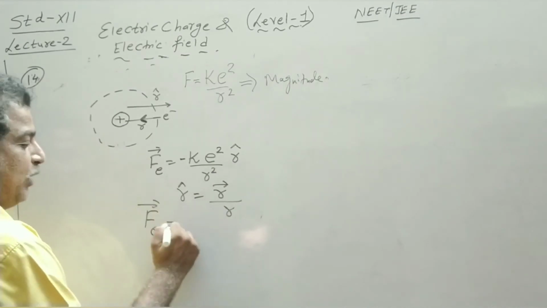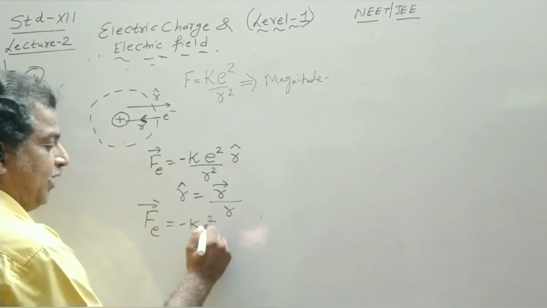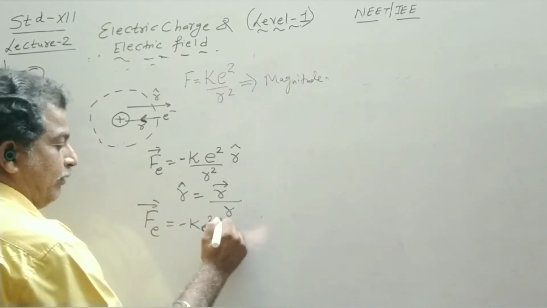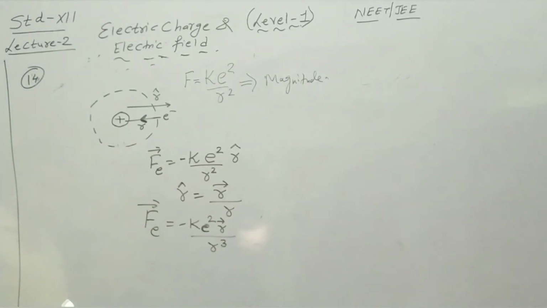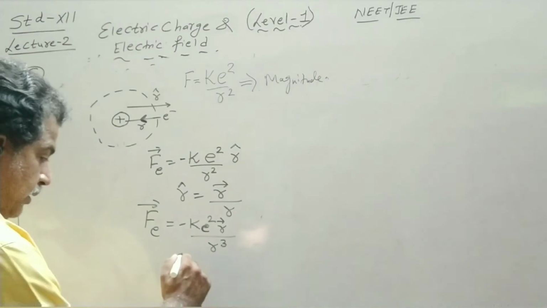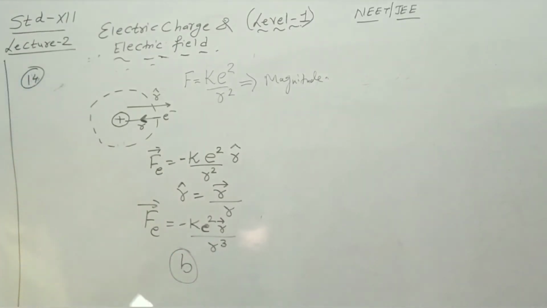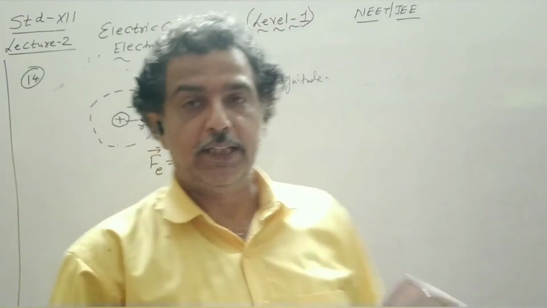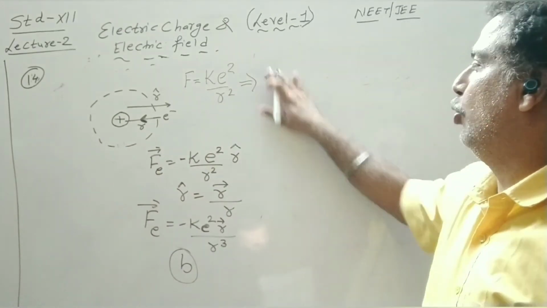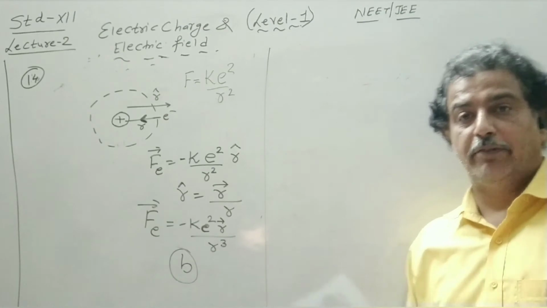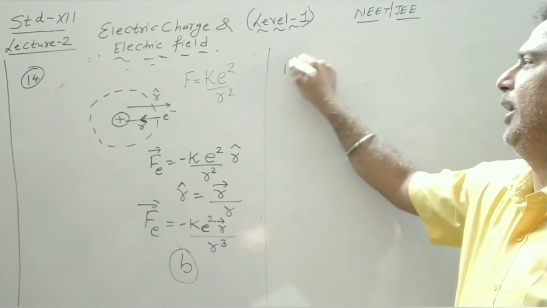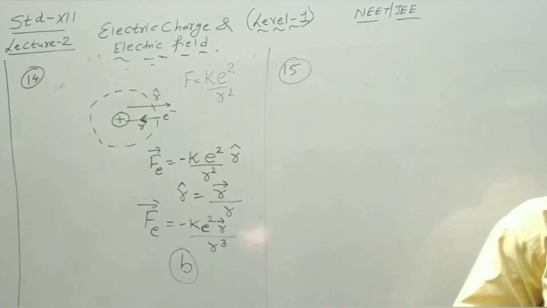So Fe is equal to minus Ke square R vector divided by R cube. So the answer becomes option number B. So it is a Coulombian force in vector form. Now question number 15. So let us see question number 15.